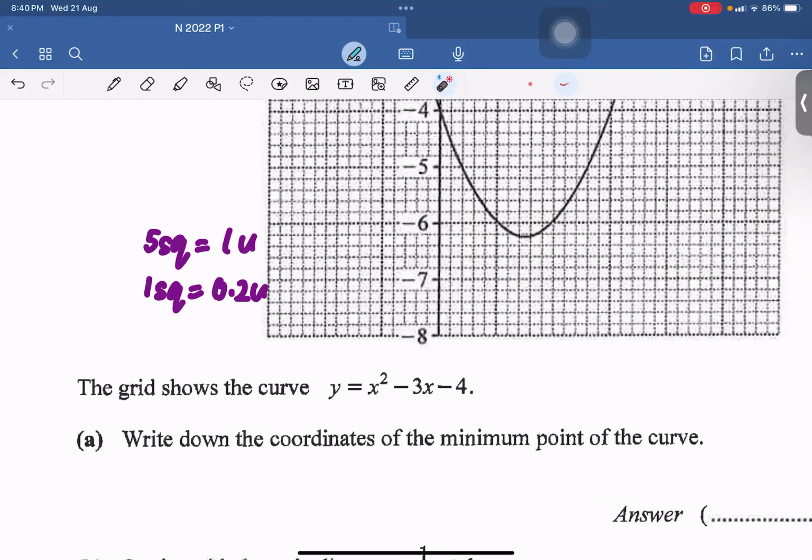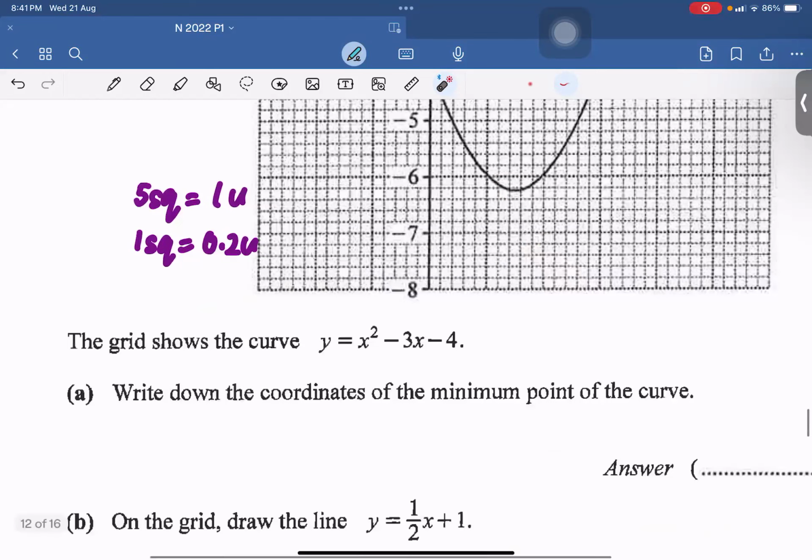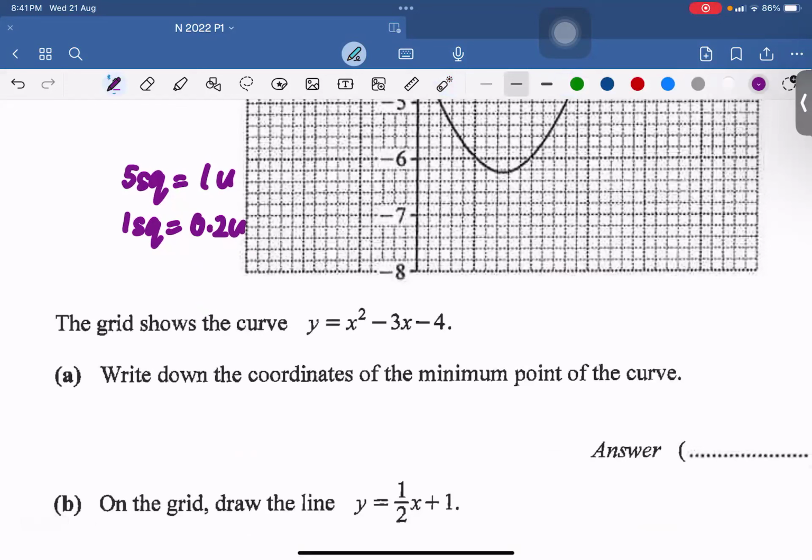If in part 2 the question says using the graph, then you estimate an answer, no problem, they will give you correct. But here, they only say write down the coordinates. That means I might need to do some calculation to get the actual value. How are we going to find the actual value for the minimum point? First step, find the line of symmetry.